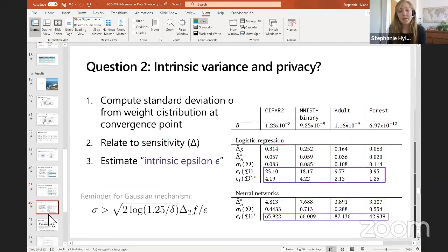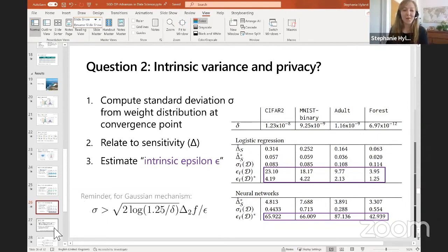And then given these, we can use this Gaussian mechanism expression to estimate an intrinsic epsilon value. So if we had to give a number to how privacy preserving SGD is without adding any noise, this is what we would get. What is a good epsilon is a little bit up for debate, but lower is better. You usually want something lower than 1. The smallest that we're getting here is 1.25, which indicates that you should not assume that SGD is privacy preserving by default.